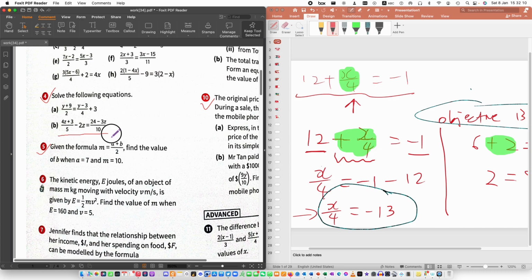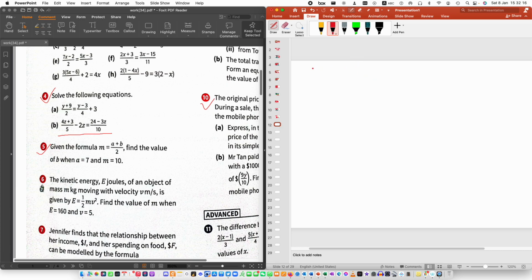This question, 4B. Let me copy it first. Okay, for this question, I think the best way to do this is to make all the denominators the same. So how to make all the denominators the same? So I times 2 here, with a bracket, 2 times. Why? Because I want it all 10.